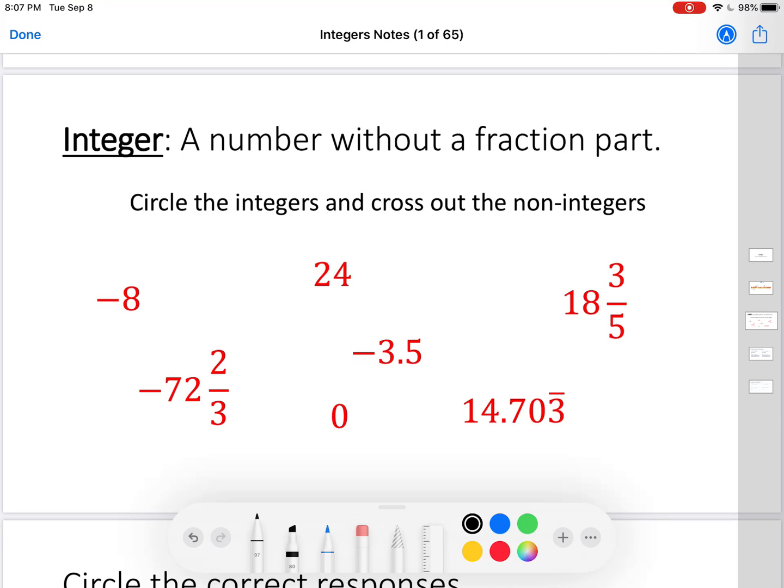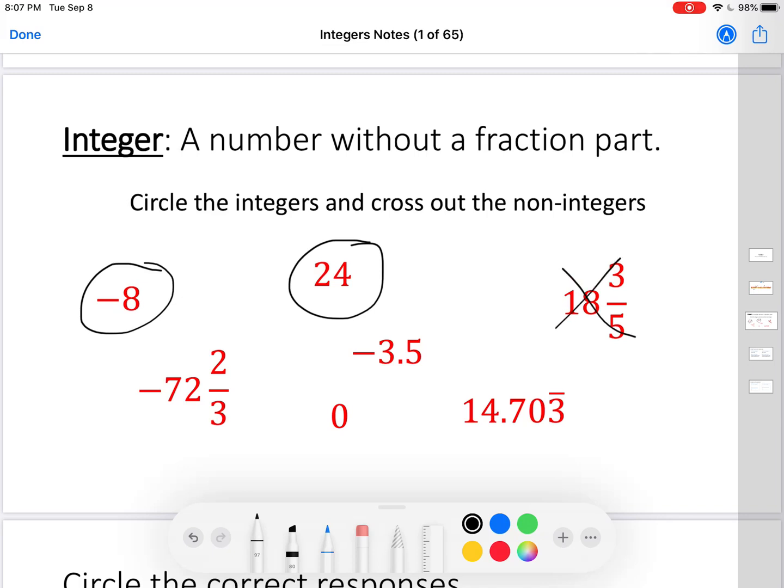All right, let's take a look together. -8, does it have a fraction part? No, that means it is an integer. 24, does it have a fraction part? No, that means it is an integer. 18 3/5, that has a fraction part. 3/5 is a fraction part, so that is not an integer.